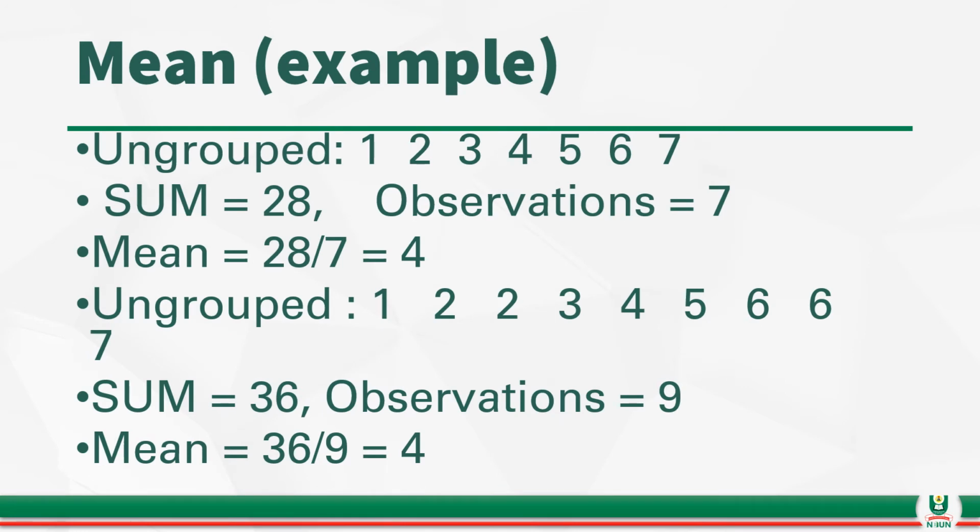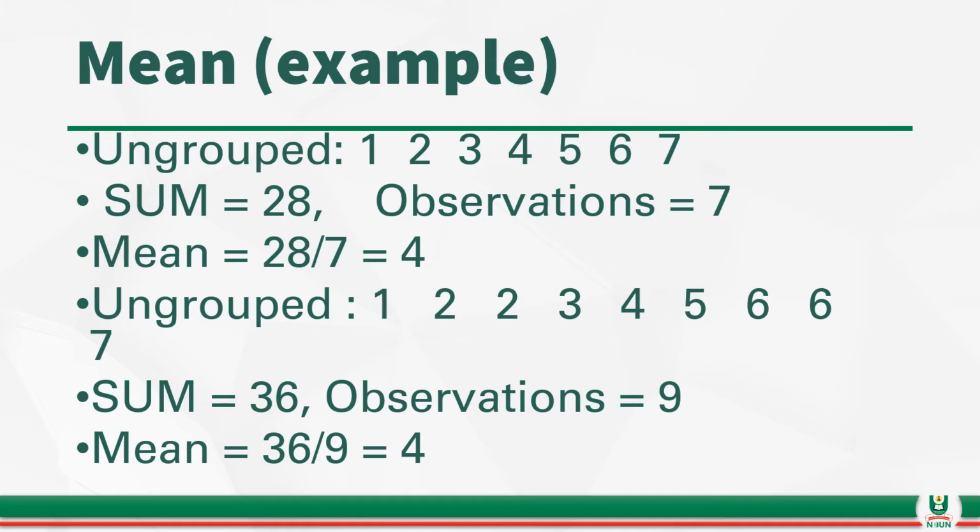So we'll look at examples of how to calculate the mean in ungrouped data. So you have 1, 2, 3, 4, 5, 6, 7. If you sum all that, you have 28. The number of observations here is 7: 1, 2, 3, 4, 5, up to 7. They are single numbers. So if you divide 28 by the number of observations, you have 4 as the mean.